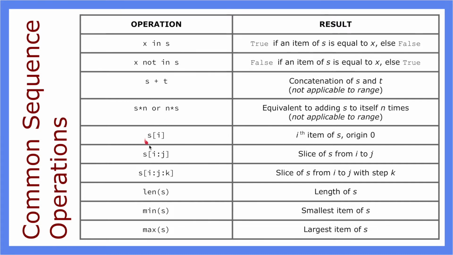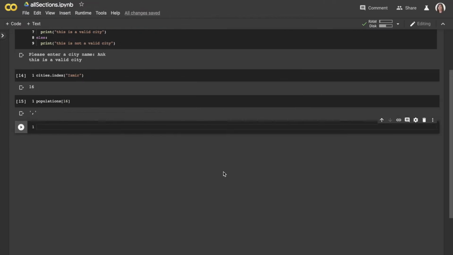We can refer to a particular item by giving the index. We can take a part of a list, and we can take a part of a list by jumping over by some constant. We can get the length of the list. We can get the minimum or maximum items of a list as well. Okay, let's see some examples on these operations.